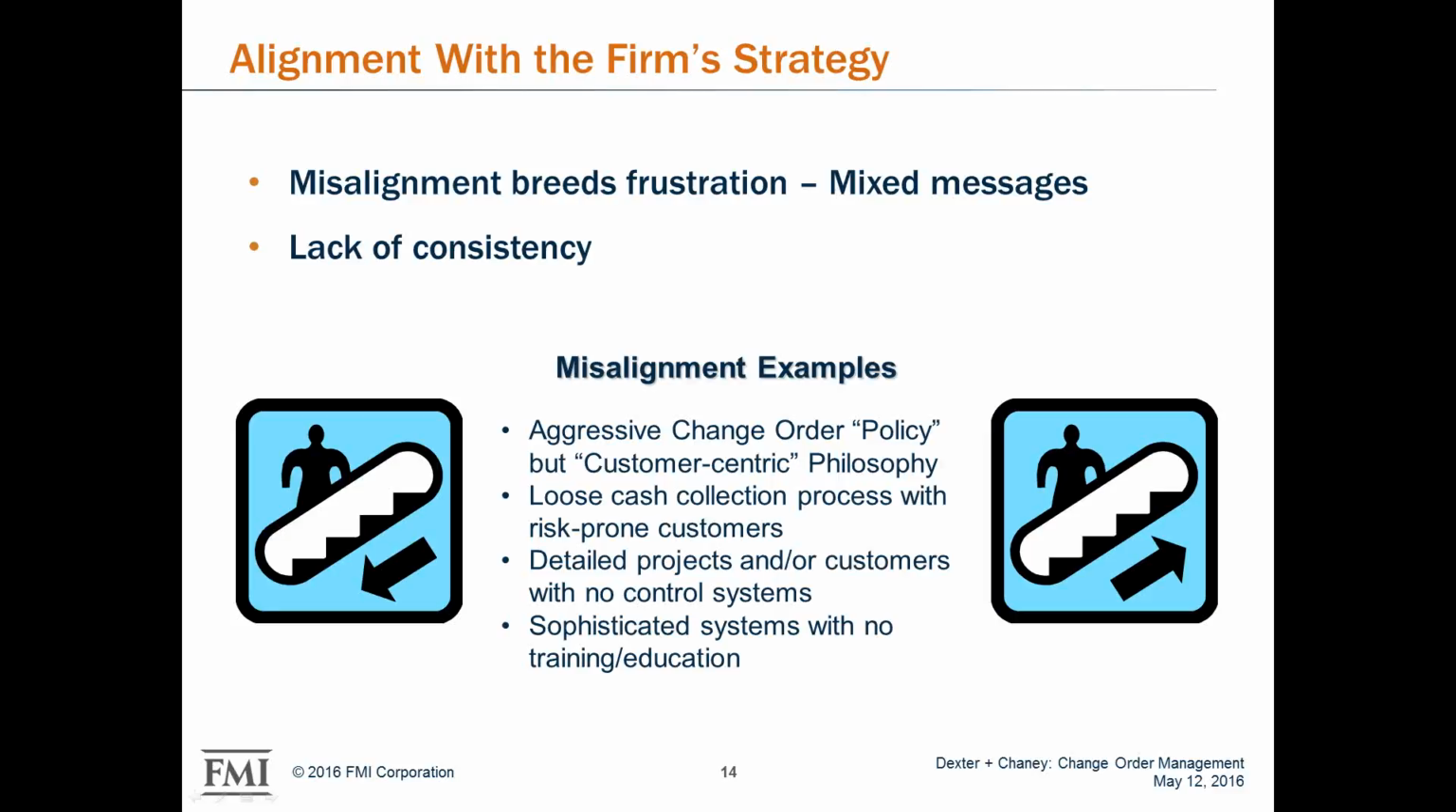And then you've got a loose cash collection process with risk-prone customers. Well, what we're talking about here is we aren't monitoring how much they're paying. We're not keeping a cap on it. And if we know that they've had a history of paying really late or not paying at all, maybe we need to put a cap on that and have that in the contract up front. Detailed projects and customers that don't have any controls in place, things can get out of hand quickly.